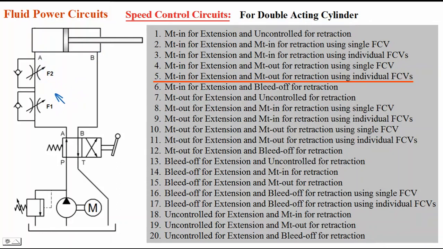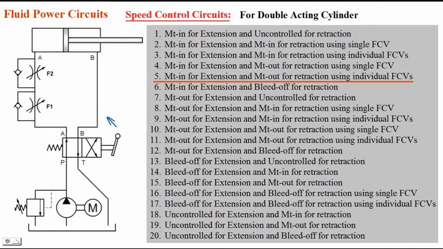By operating F1, I can set the speed of extension by using the meter in method. During retraction, I can set the speed by operating this flow control valve F2, in the meter out method likewise. So this fifth circuit is over.